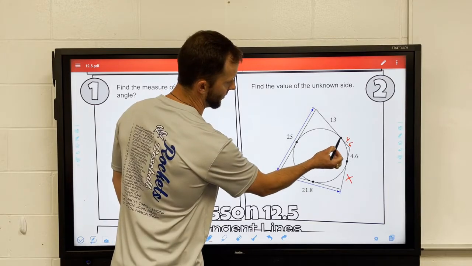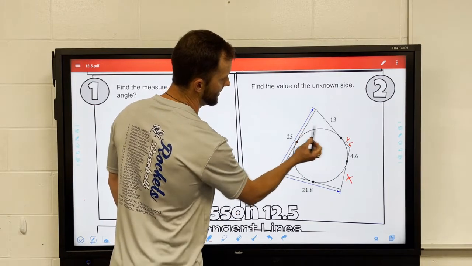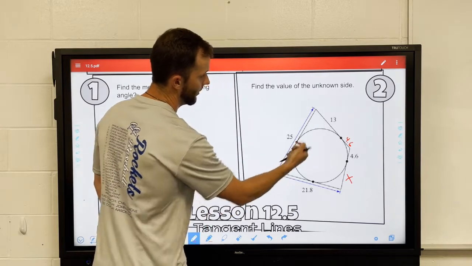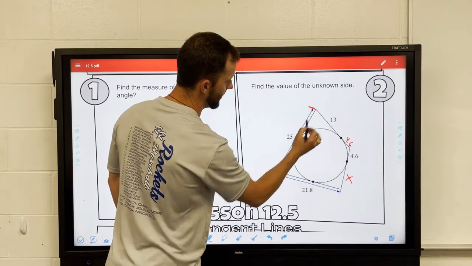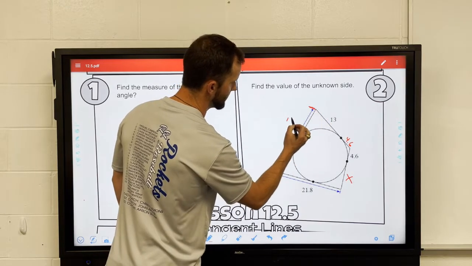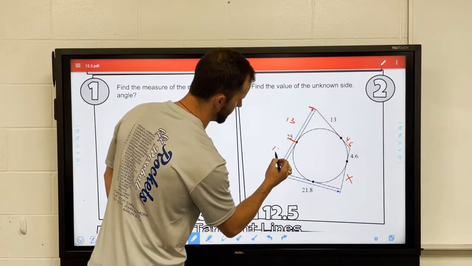If you look, this point goes to here, and this point goes to here, so these two lines would end up being 13. Well, I know this whole line is 25, so if from here to here is 13, then from here to here is going to be 12.